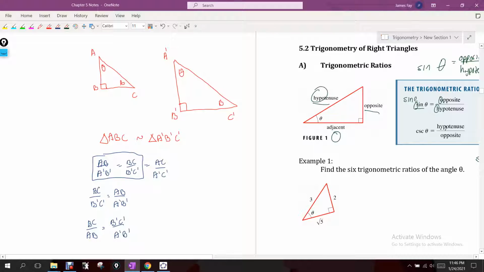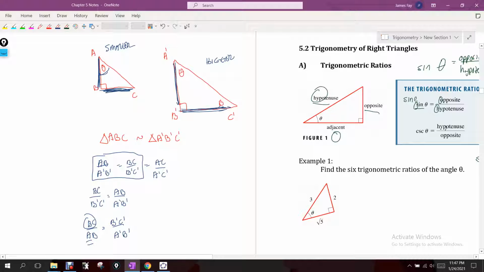So let's look up here at what those are. If I'm looking at BC here and comparing that to AB, let's look at theta. If I'm looking at theta, we just said the opposite, which is BC, compared to the adjacent, which is AB, in this triangle, which is a smaller triangle than this one, the ratio of BC to AB is the same as the ratio of B prime C prime compared to A prime B prime.